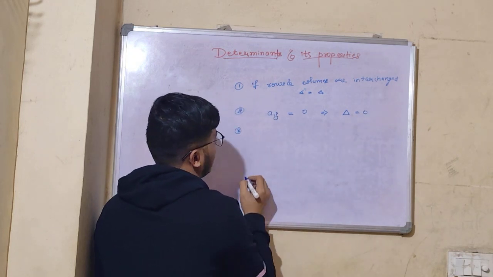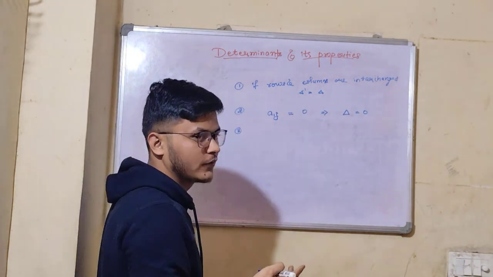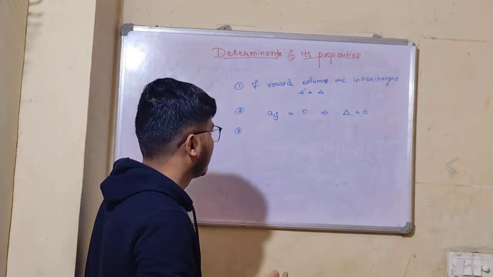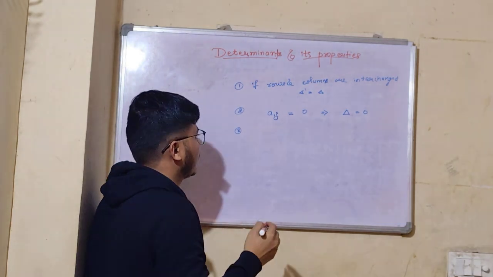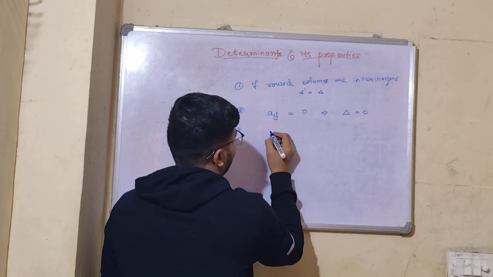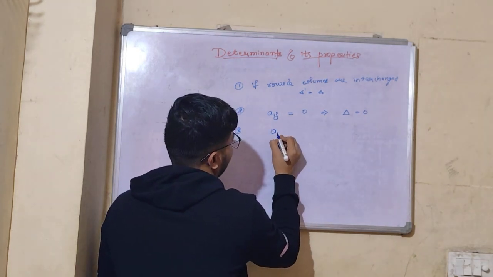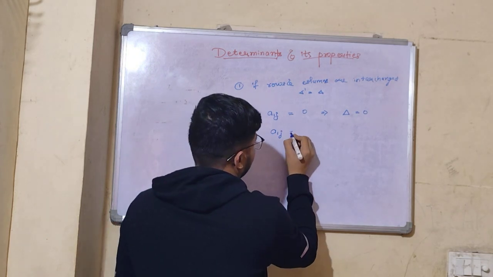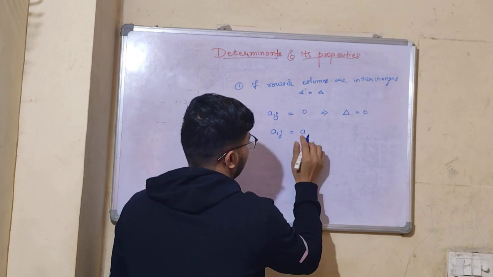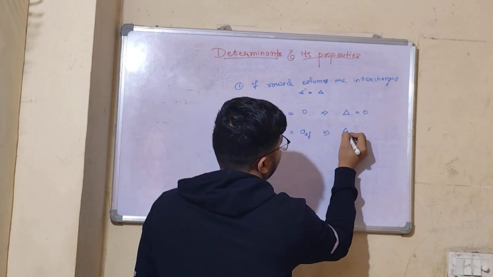Similarly, the third property we have is, if two of the rows are similar, meaning every element of them is equal, then we can say that the value of the delta will be 0. What I am going to say is, let's say row 1 elements are equal to row 2 elements, then the value of delta will be 0.